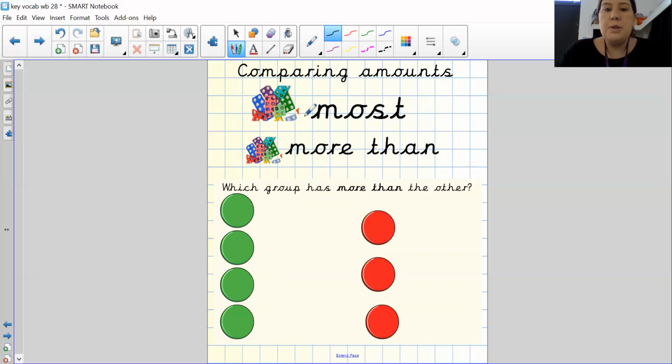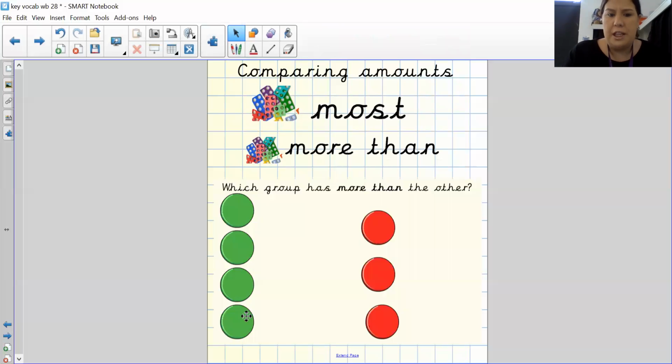Another thing we are going to be doing this week is comparing amounts, and that means looking at different groups of objects and seeing which one is the most. Most. More than. So you're going to see a lot of questions that look like this week.